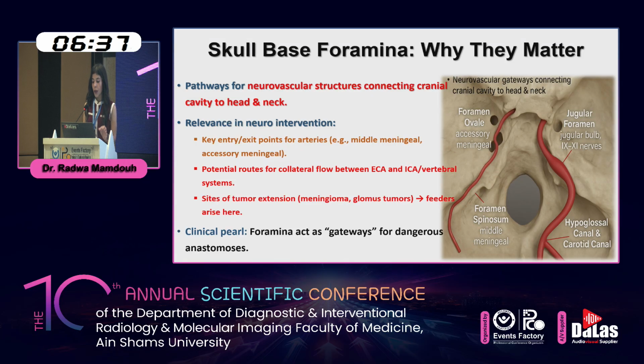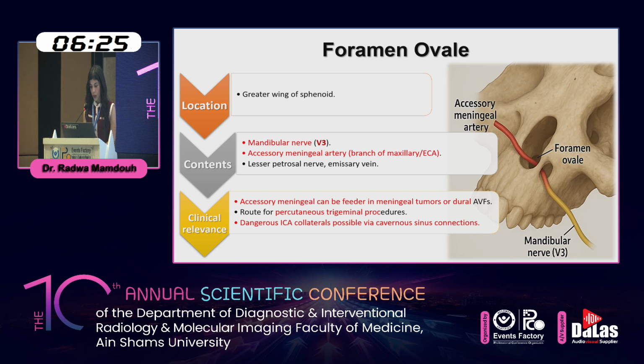Here is just to point out the important skull-base foramina. Why are they important? Because they are potential routes for collateral flow between both of the systems, and they are sites of tumor extension, which should be later on embolized. To start with, the foramen ovale contains the mandibular nerve and the accessory meningeal artery, which is a main feeder in most of the meningeal tumors and dural AV fistulas.